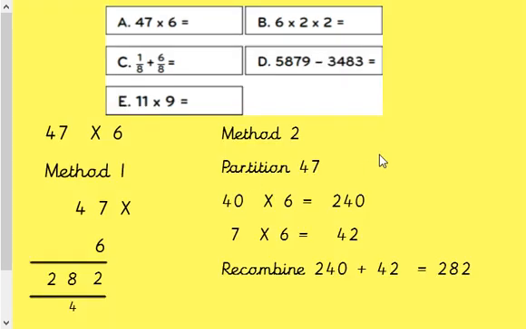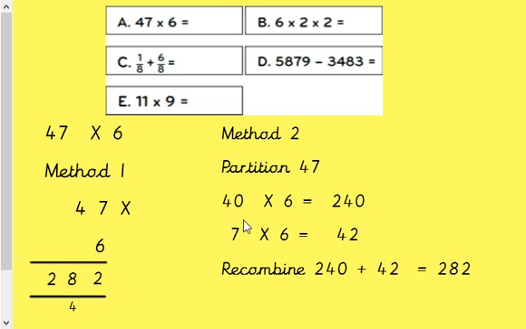Next question, 47 times 6. Okay, well, we've got method 1. 47 times 6 using abstract method of short multiplication here, but nice and simple. 7 6s are 42. We carry the 4 across into the tens column, and 6 4s are 24, and 4 is 28. So our answer then would be 282.